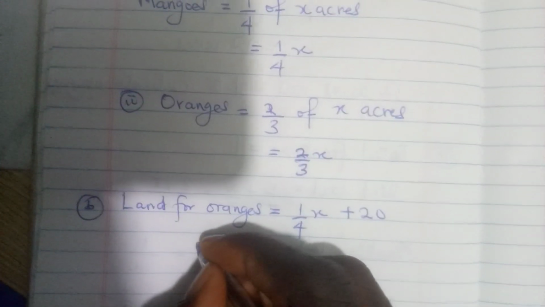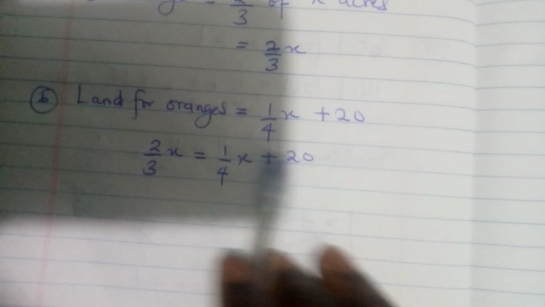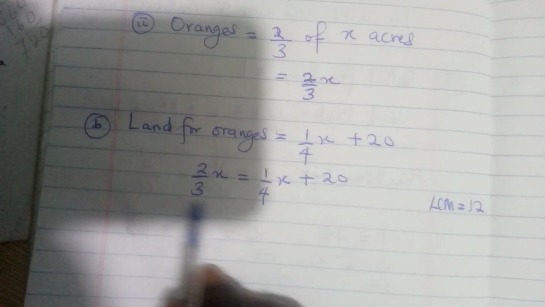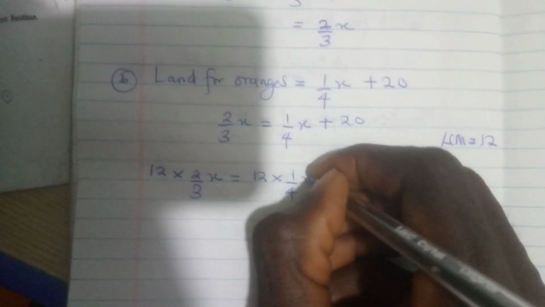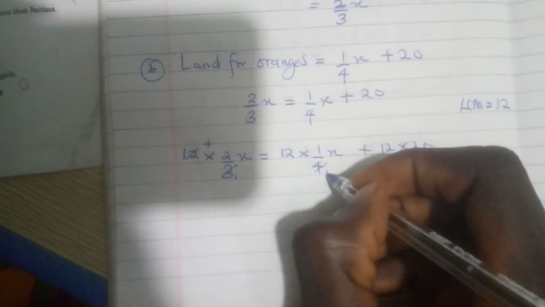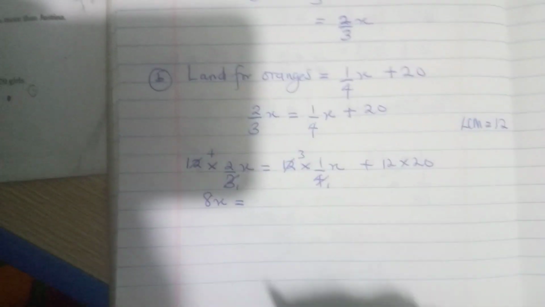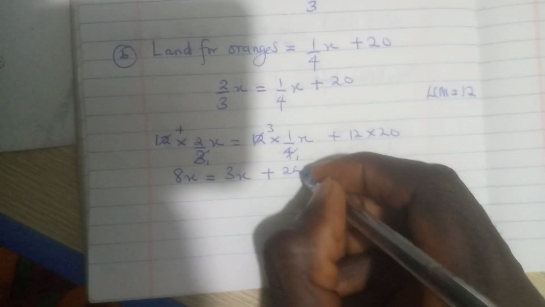So if I'm to solve for X, then I'm going to say 2/3 X is equal to 1/4 X plus 20. So now that you have an equation, you just solve for X by multiplying through by the LCM, and the LCM is 12. So now we multiply by 12, by 12, by 12. So we have 12 times 2/3 X, which is equal to 12 times 1/4 X plus 12 times 20. So 3 into 12 is 4, 4 into 12 is 3. So we have 4 times 2X, which is 8X, which is equal to 3 times 1X, which is 3X, plus 12 times 20, which is 240.